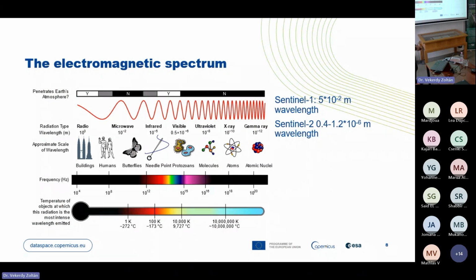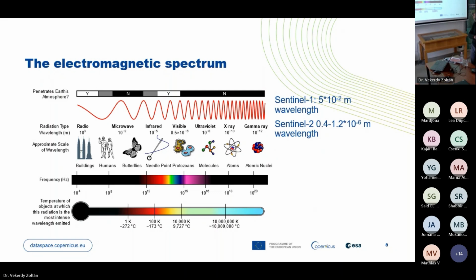This is the electromagnetic spectrum. It goes all the way from a wavelength of 10 to the power of 3 meters down to 10 to the power of minus 12. And these are the structures that would sort of interact with it. So where is Sentinel-1? Which of these interact with it?